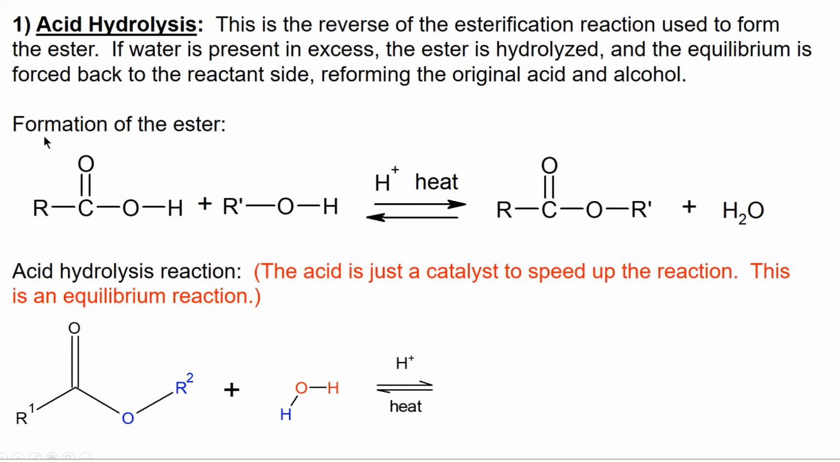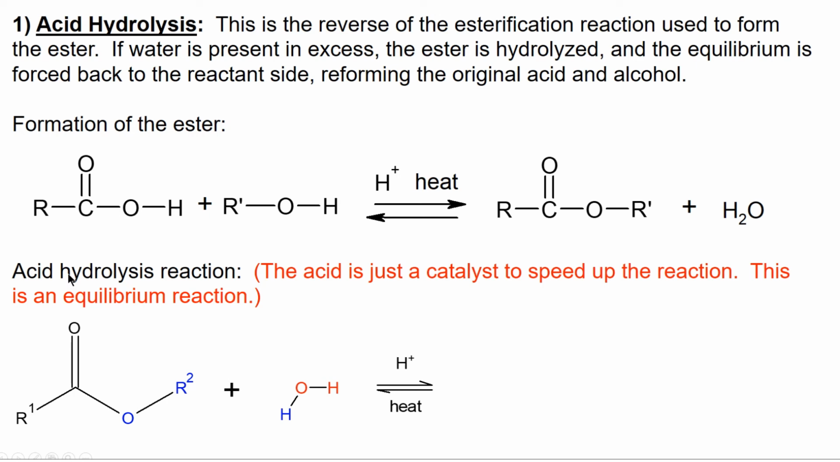So here, when we formed esters, we used a carboxylic acid, reacted it with an alcohol in the presence of heat and an acid. We then formed this ester and released water. But again, this is an equilibrium, meaning it does not only go in the forward direction, it also goes in the reverse direction. So with acid hydrolysis, we're going to have an ester, our water, and in the presence of an acid, where acid is acting as our catalyst, it's going to break this guy apart.